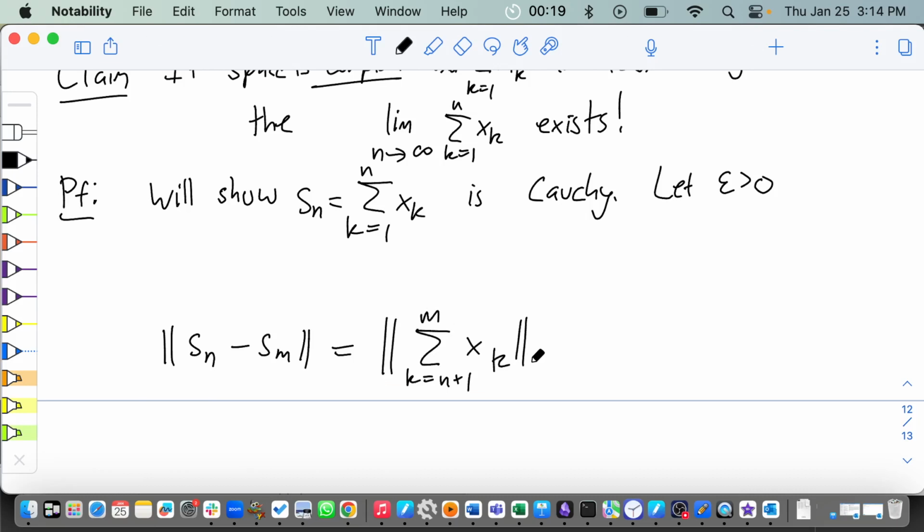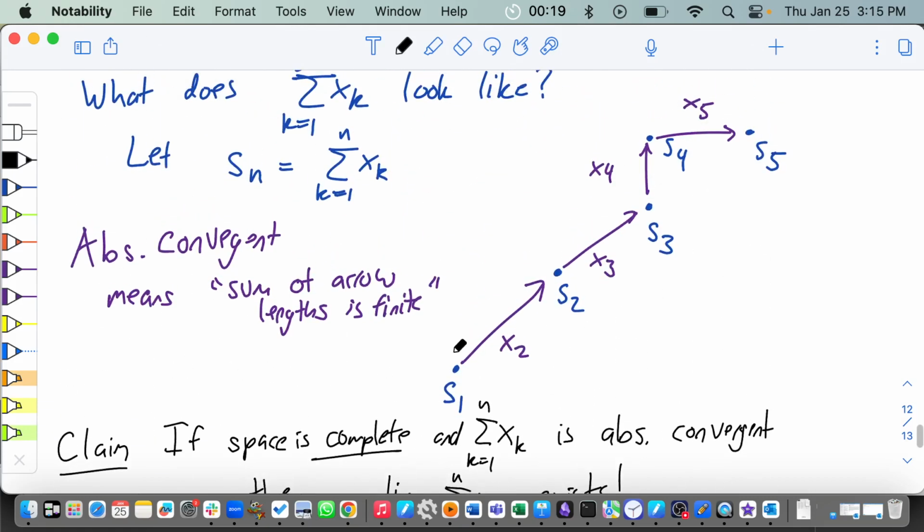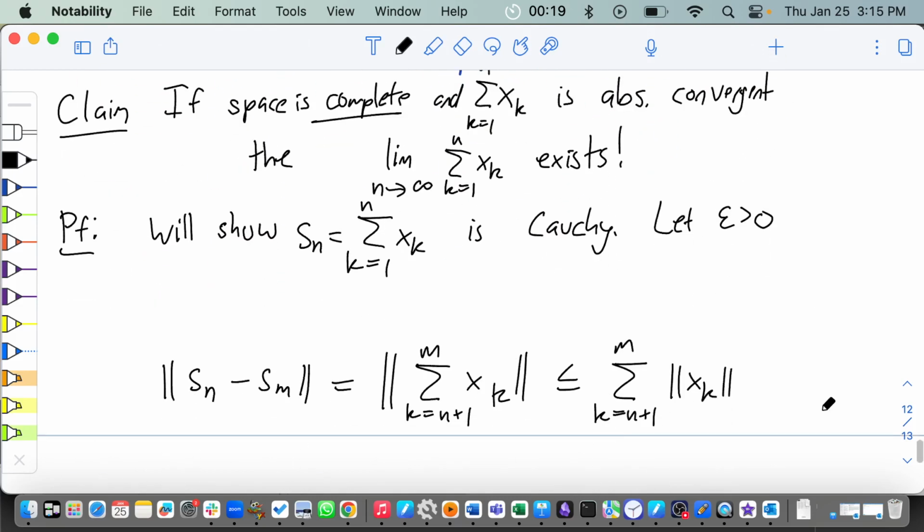And now we're in business. The sum of these things, by the triangle inequality, is less than the sum of the norms. So some finite sum is less than the sum of the norms of the xk's. Which is saying, in our picture, that if you want to go from S1 to S5, you could not have gone further than if you add up the distances of all the arrows and add them together. Of course, you can go less because the arrows cancel out a little bit; they are not perfectly collinear.